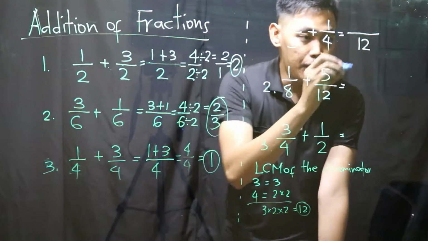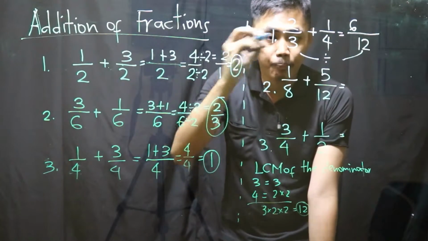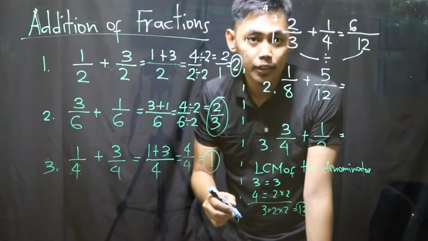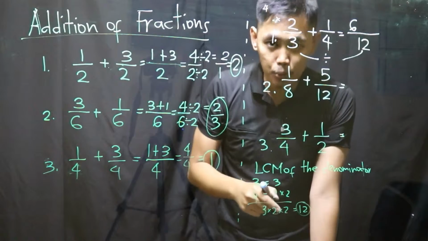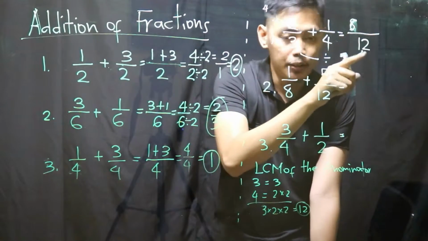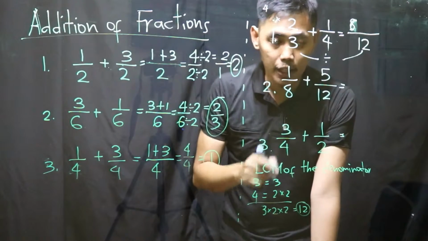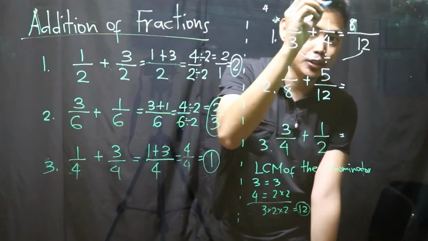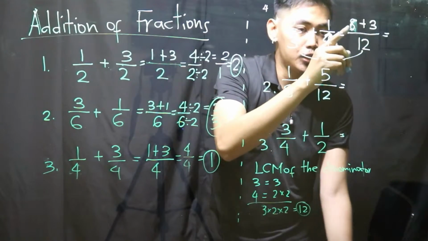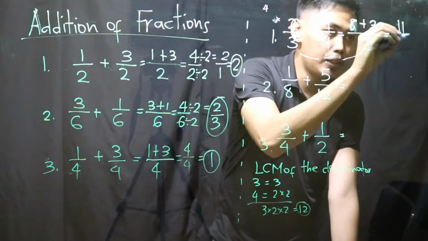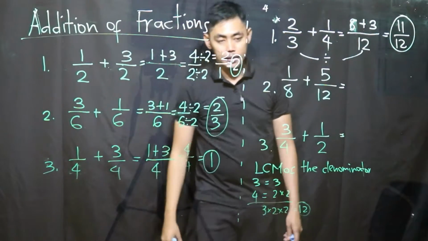Then the next step is 12 divided by 3. This is 4. Then we will multiply 4 times 2, that would be 8. Then we will continue. 12 divided by 4, that would be 3. 3 times 1, that would be 3. So plus 3. And then proceed with adding. So 8 plus 3 is equal to 11 over 12. This is our answer. Okay?